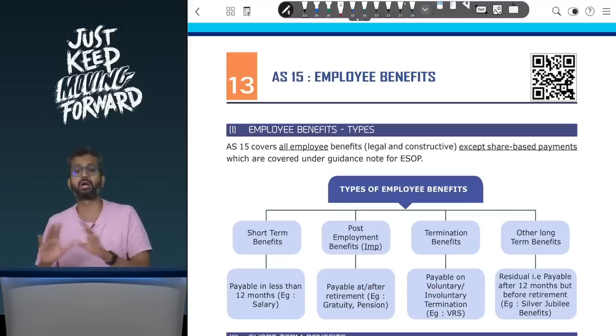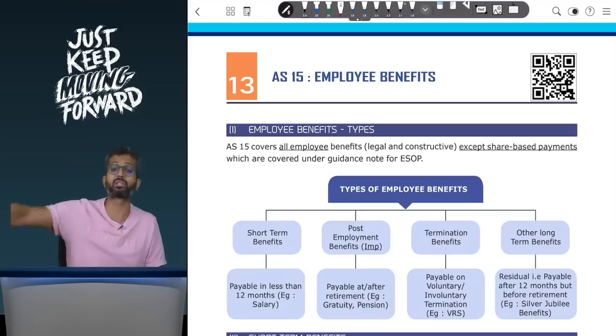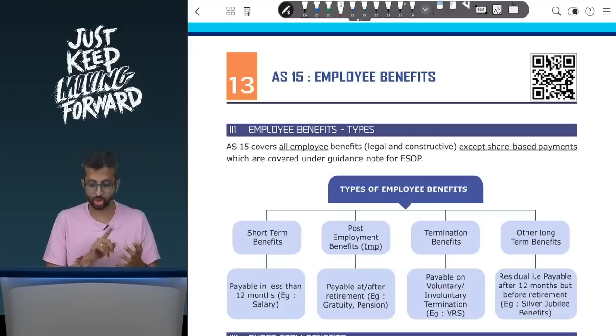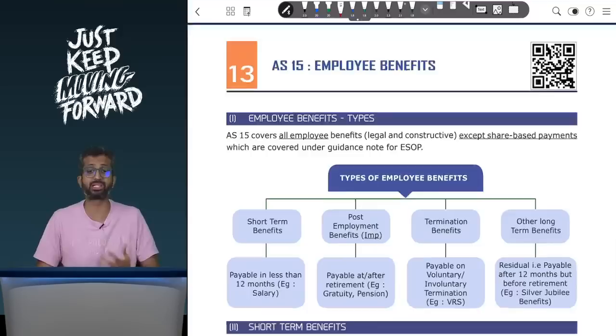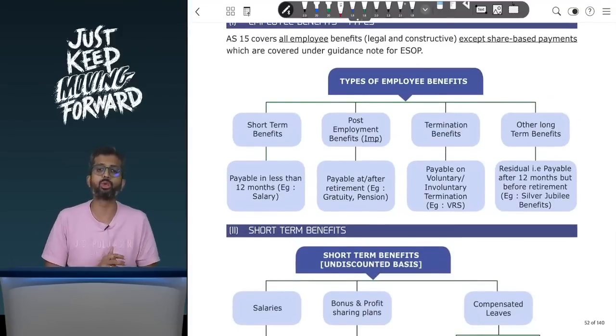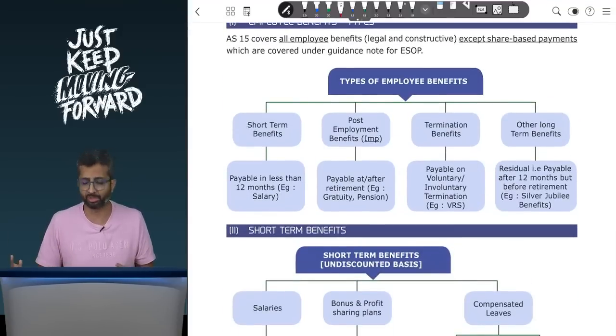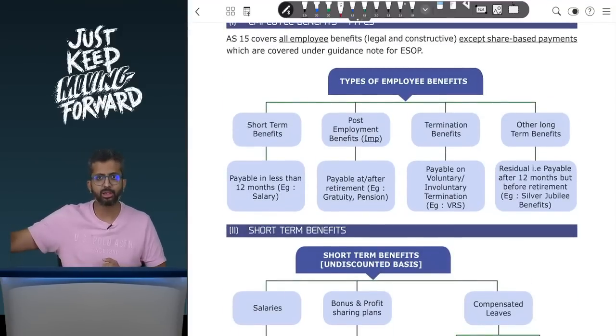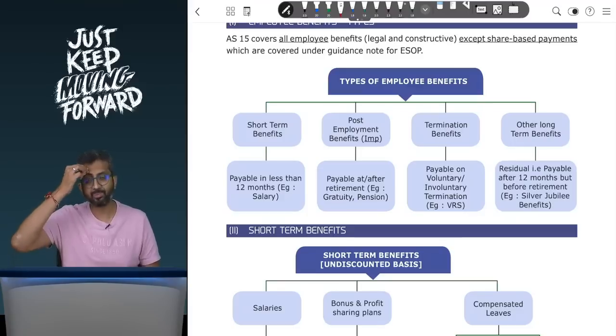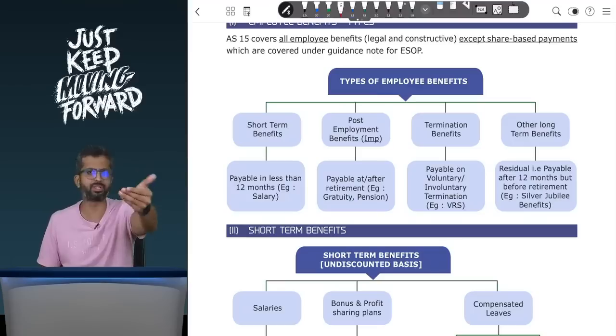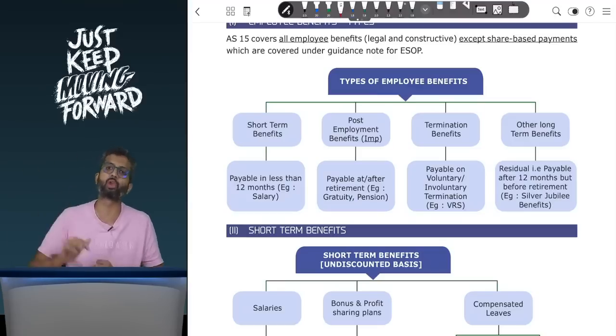And then last is other long-term benefits. Other long-term benefits are like the residual category. If something is not short-term, something is not post-employment, something is not termination, it is other long-term benefit. For example, a jubilee bonus. If you were to continue in a company for silver jubilee, 25 years, you don't need to retire. You will still get some benefits. That is not a short-term benefit, not payable within 12 months, not a post-employment benefit, because it is payable before retirement. It is other long-term benefit.